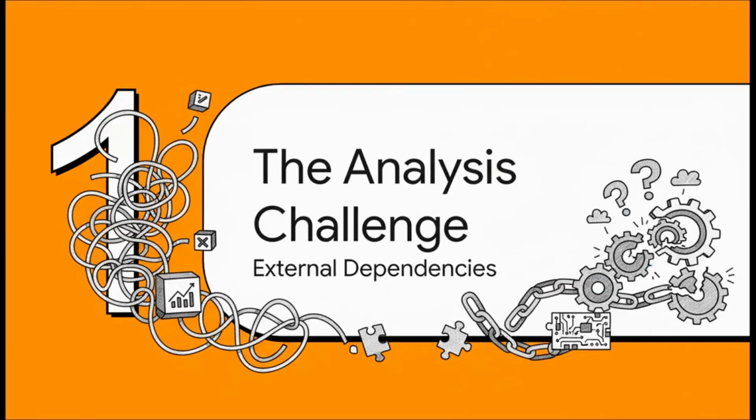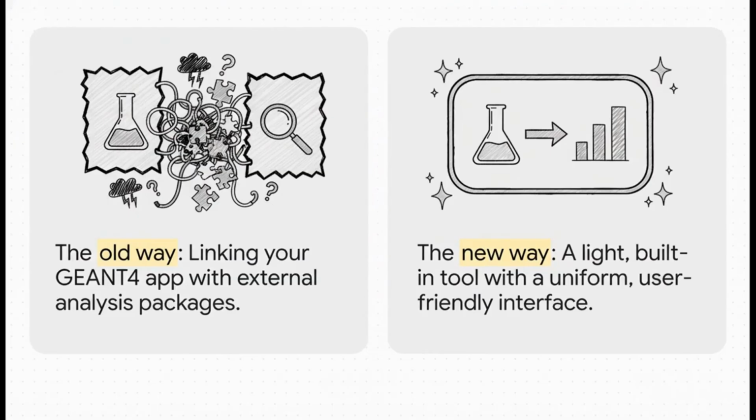So before the Analysis Manager came along, saving your simulation data usually meant you had to wrestle with external libraries. You'd have to link your Geant4 application against big packages like ROOT, and that could turn into a real headache with version conflicts, complicated build settings, you know the drill. And this slide right here perfectly shows the before and after. On the left, you've got that old way, a real tangle of external packages and dependencies. But on the right, the new way. Everything is brought inside Geant4 with a single, clean interface. The whole goal was to just get rid of that friction.